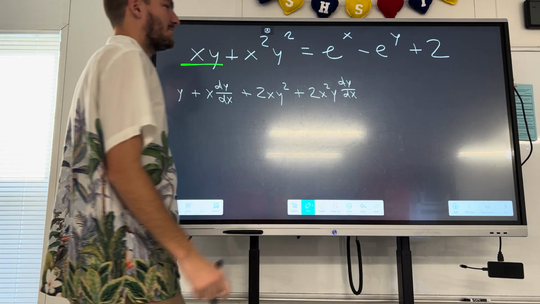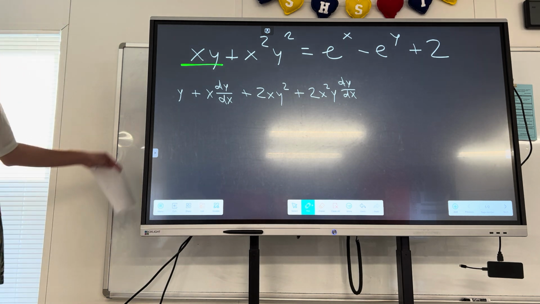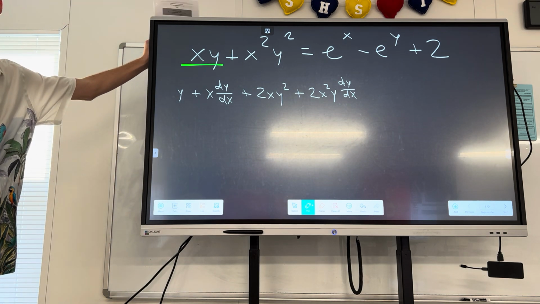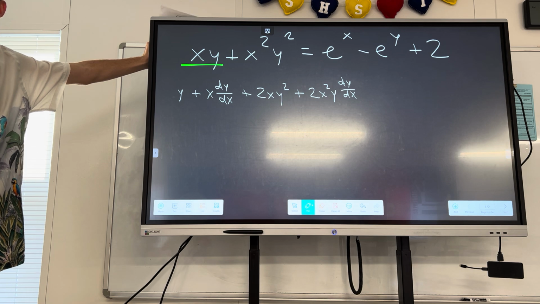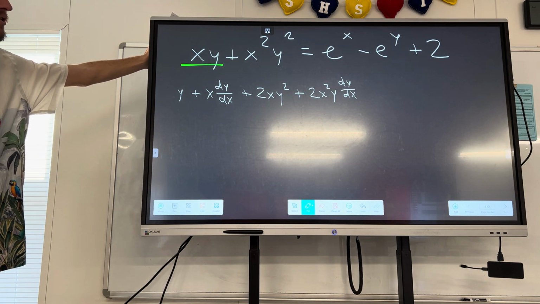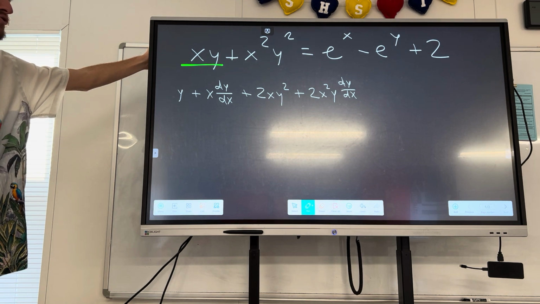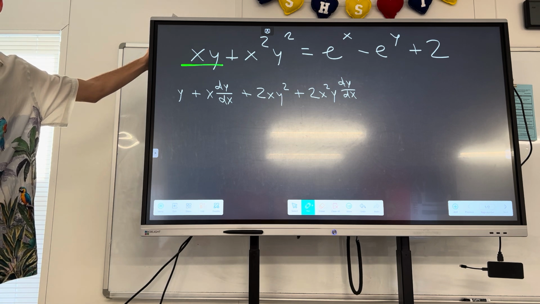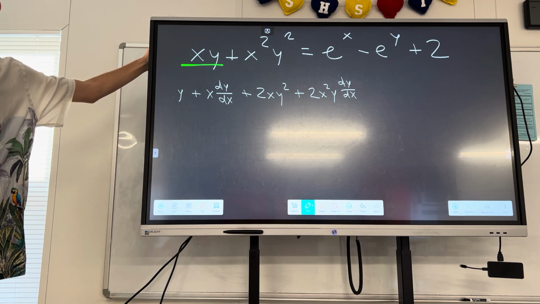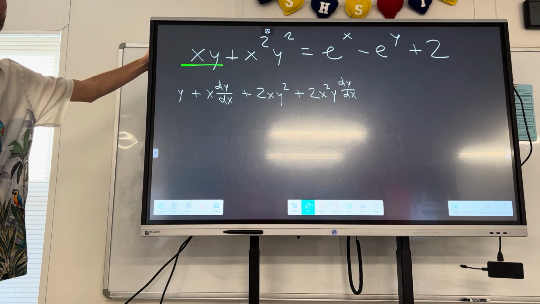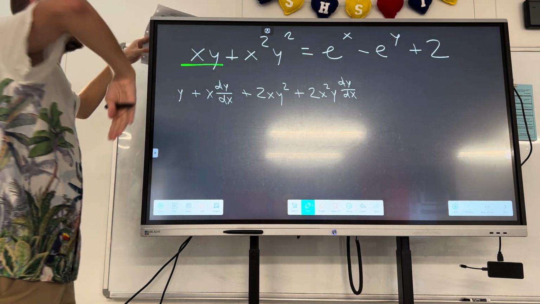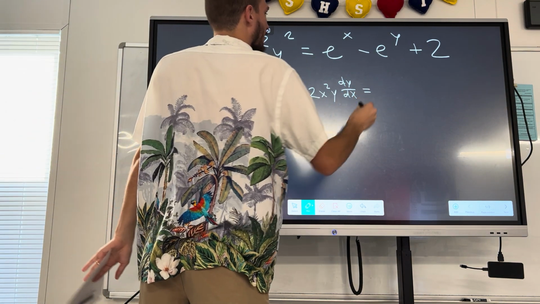Very impressive. He did do a good job, and it's really like, don't overcomplicate it for yourself. Just do the derivatives of these variables, and then anytime that you do the derivative of a y, boom, a radioactive dy dx shows up, and you do that. What's the derivative of e to the x?